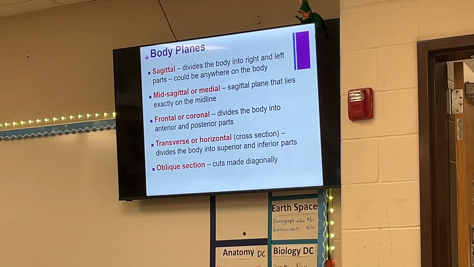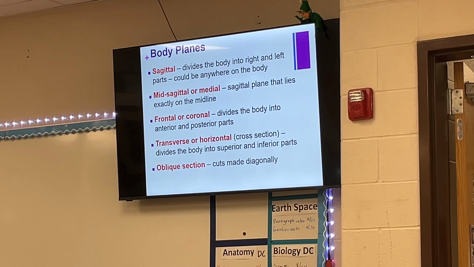Now, if you did a frontal or coronal, this divides the body into anterior and posterior. I think of it as like shaving. If you are shaving and you shaved a layer of skin off, like maybe you got too close to a fan and you shaved your nose off, that is a frontal or coronal plane.